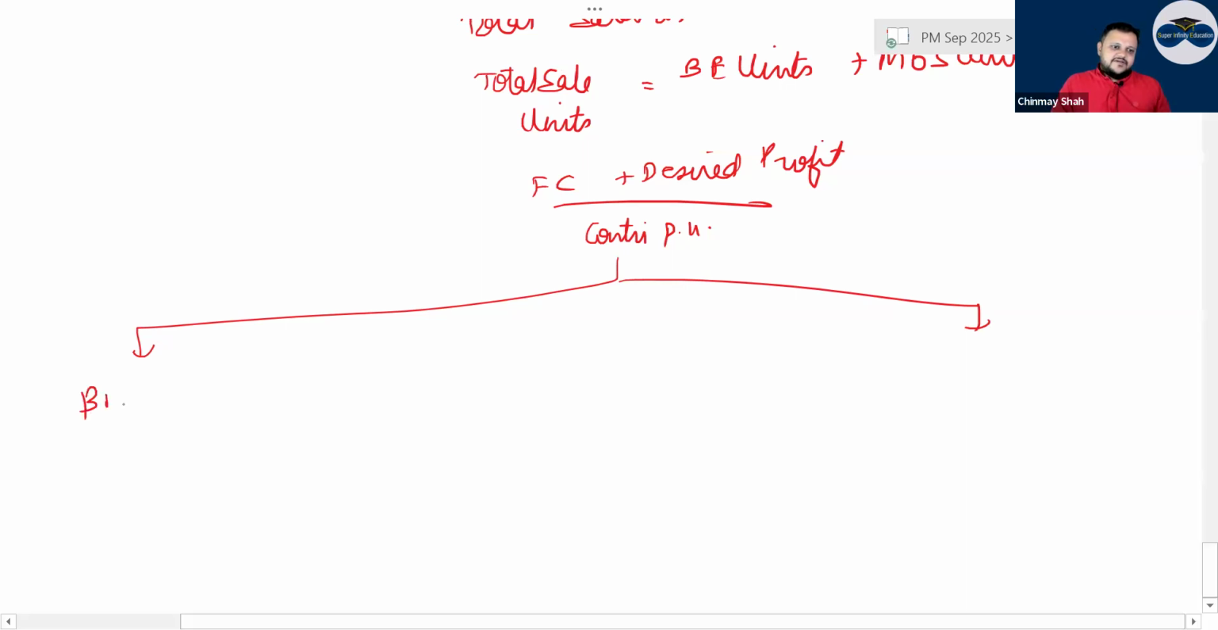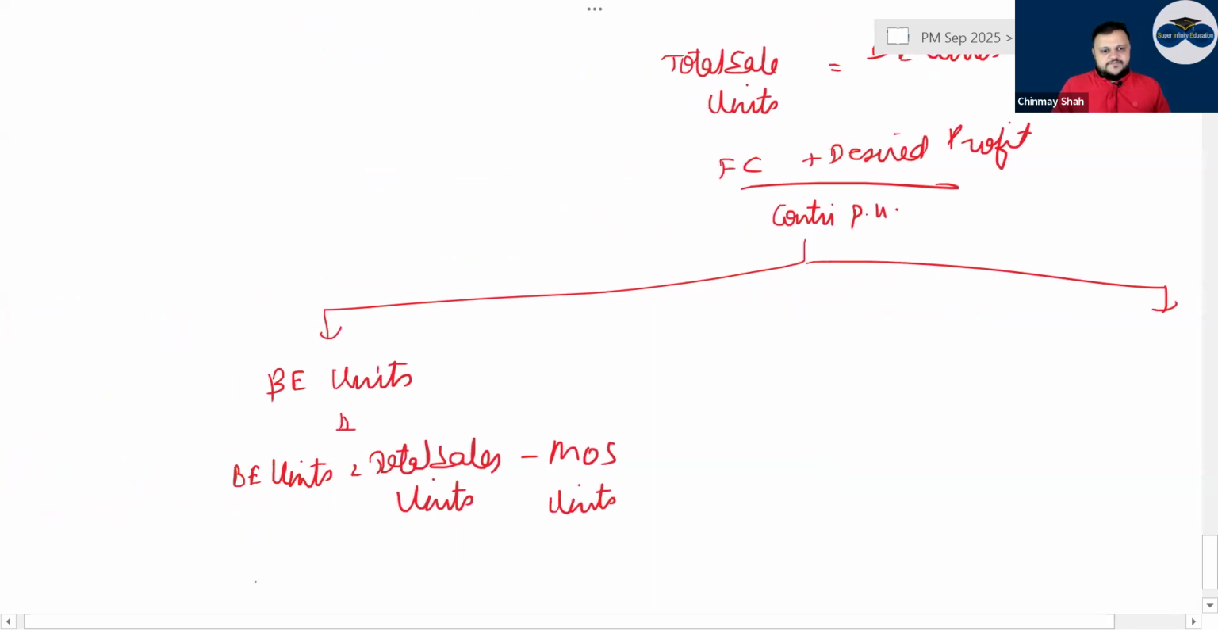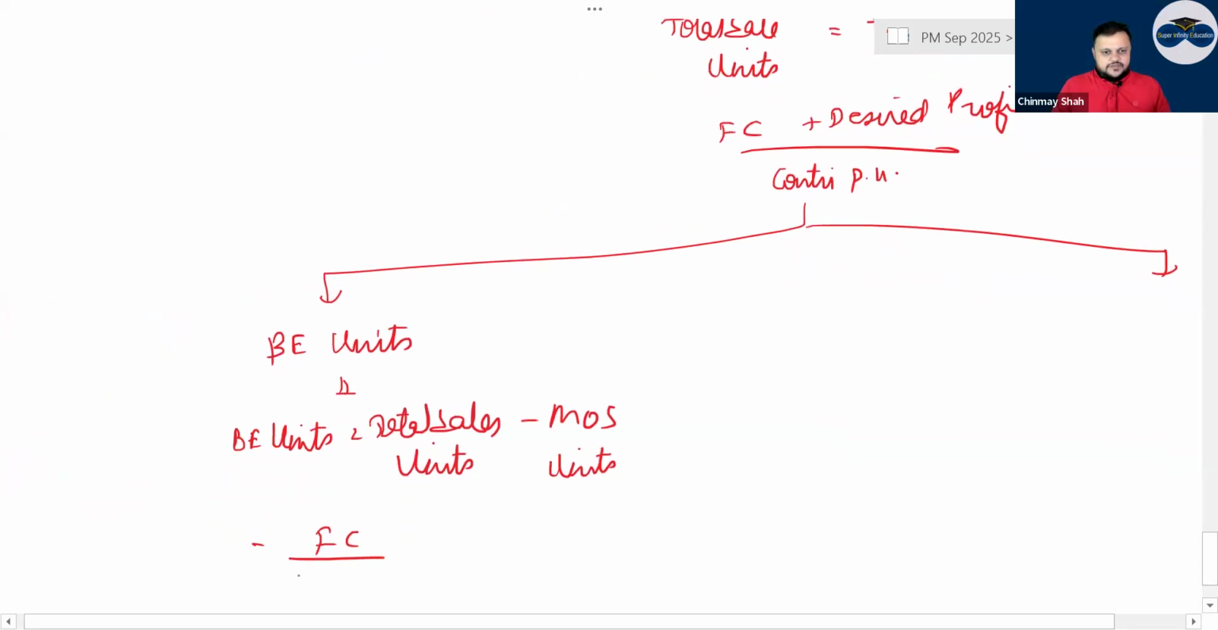Break-even sales units, whatever. How do you get this? This is your favorite formula. First C is a basic formula, correct? Basic formula is what? B units is equal to total sales units minus MOS units. Easy peasy formula, right? But what is the second formula? B units is fixed cost divided by contribution per unit.